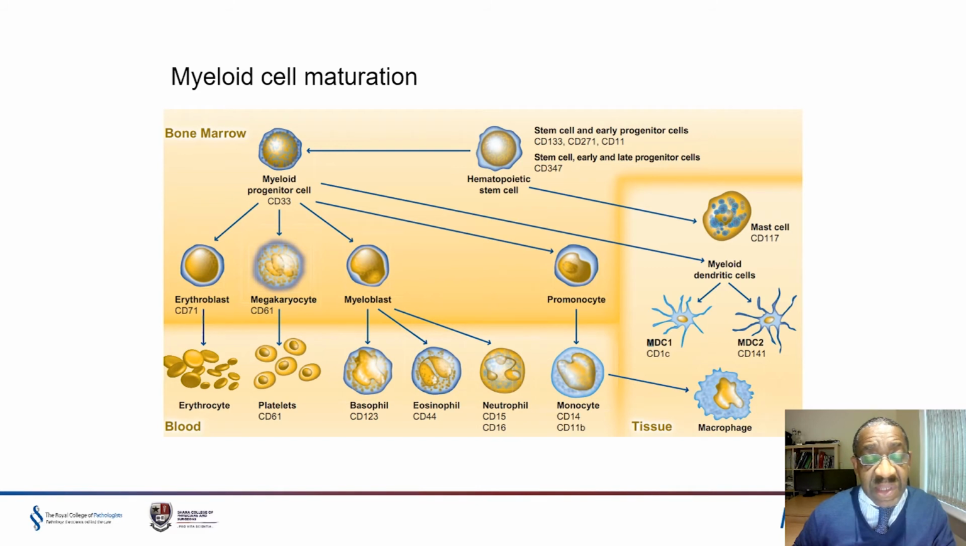Every cell expresses particular antigens, and knowing those antigens and the presence of the antibodies to those antigens allows us to mark individual cells and pull them out in flow cytometry. So you can see the different myeloid precursors and mature myeloid cells and the markers that they express.